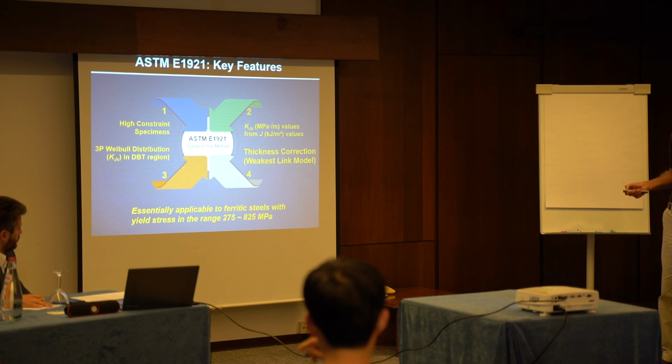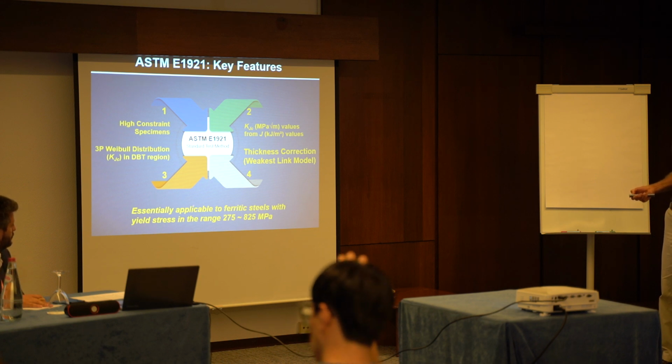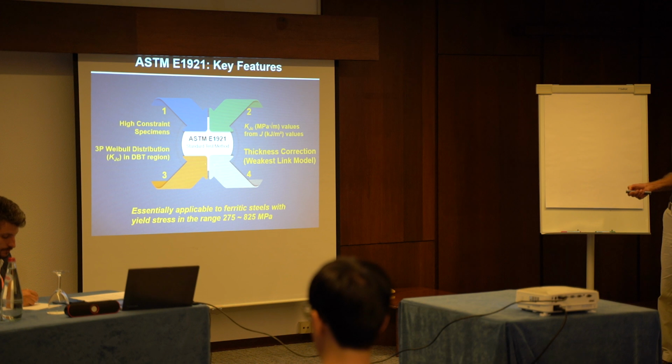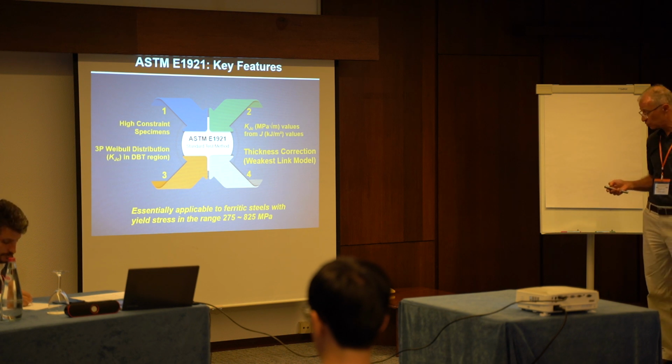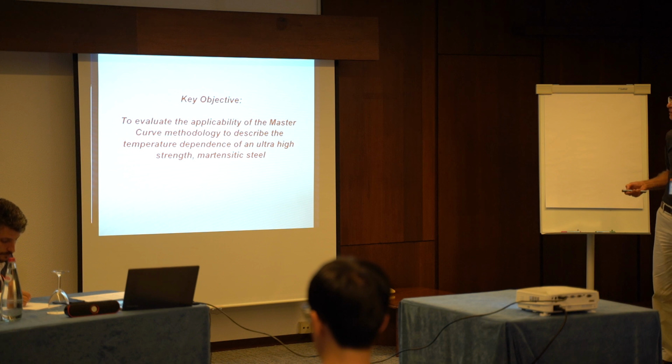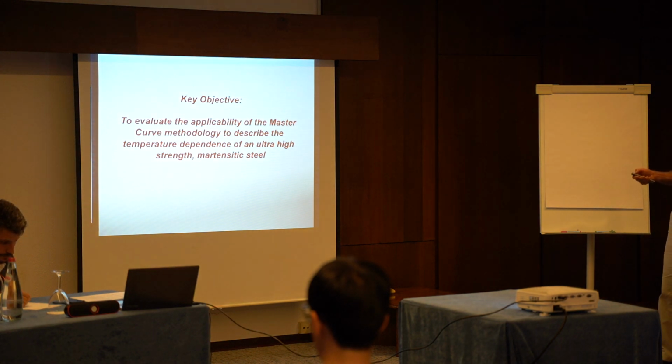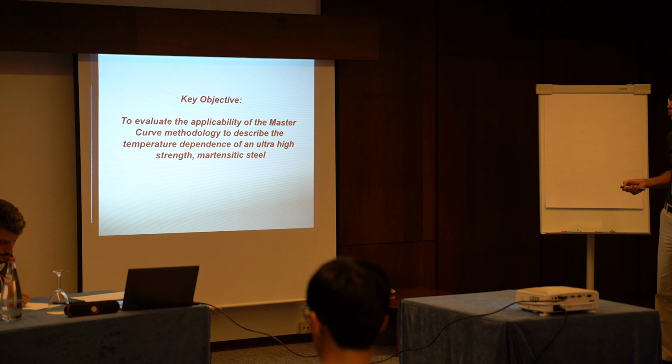And this was, maybe 20 or 25 years ago, meant to describe the temperature dependence of fracture toughness, especially for pressure vessel steels. Okay, that was the main purpose of the standard, and now it's being applied to other materials as well. So the objective of this work is to evaluate the applicability of the methodology to describe the temperature dependence of toughness for a different material, in this case, an ultra-high strength martensitic steel.